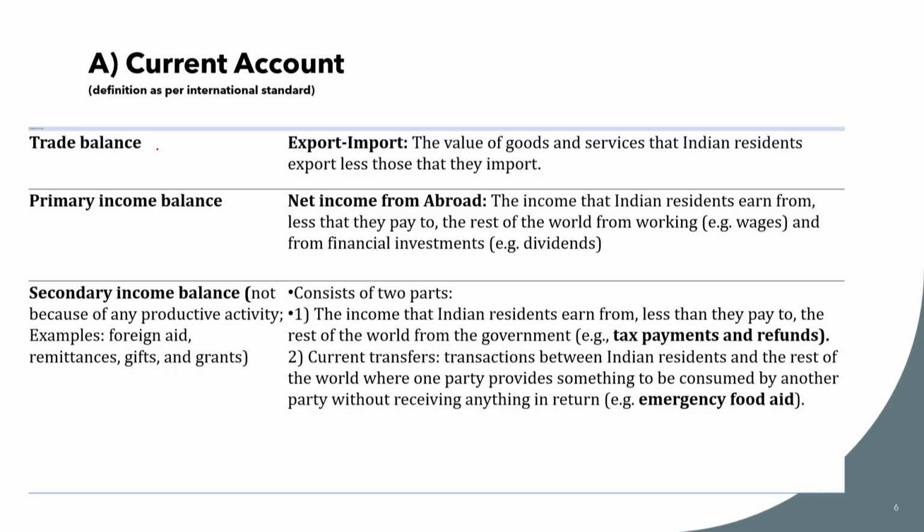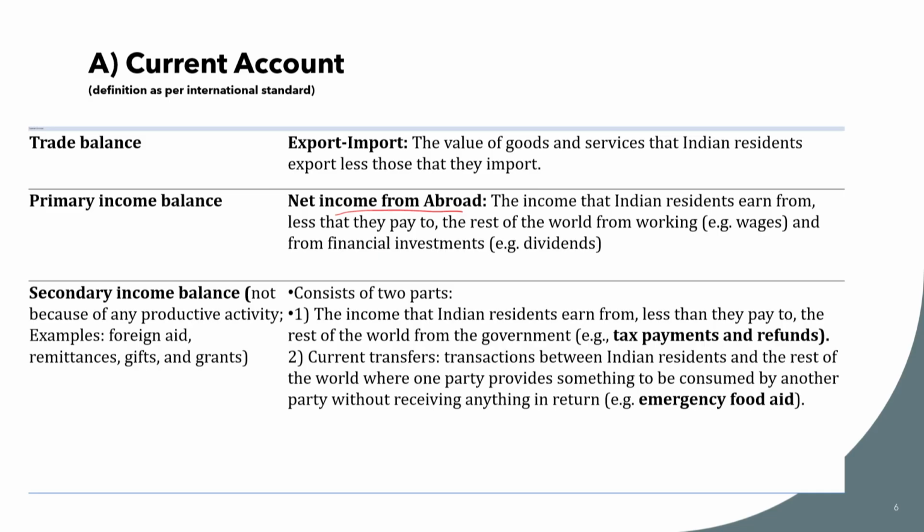So the second component is mainly the primary income balance. In the trade balance, I mainly meant the export and import of goods and services. Here, the primary income balance means mainly the factor income from abroad. That means net income from abroad: the income that Indian residents earn from abroad, less what they pay to the rest of the world for working.